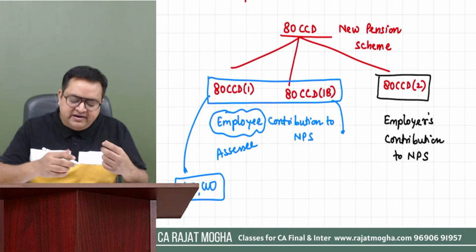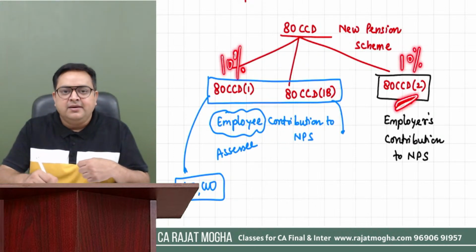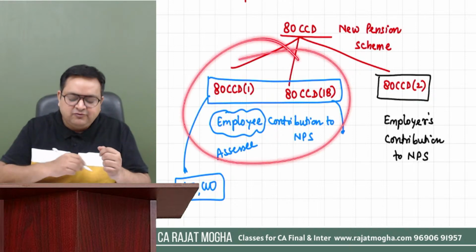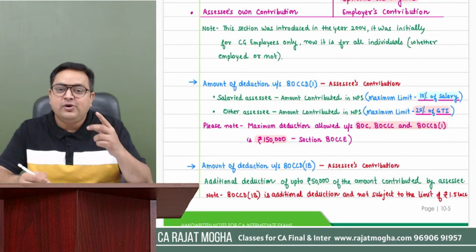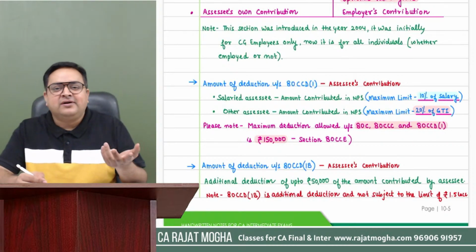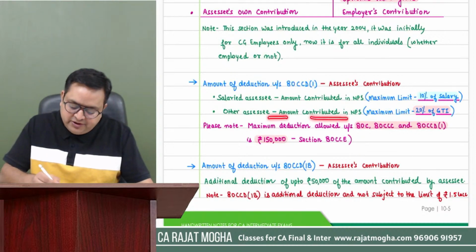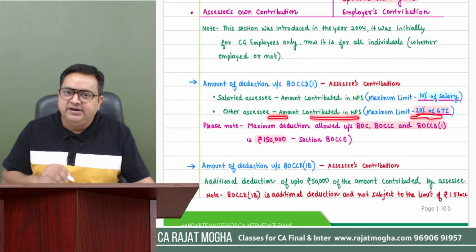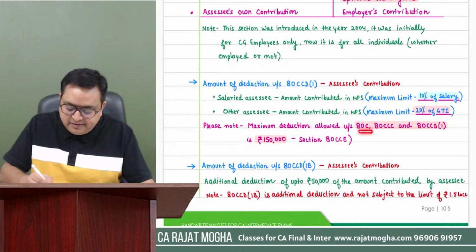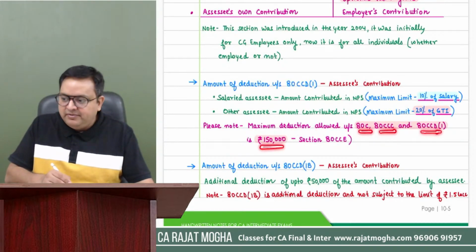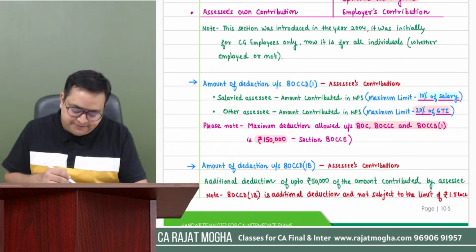They are giving me a more deduction. How much? For a salaried assessee, it was 10%. But for non-salaried, this deduction was increased to 20%. So this is for 20% of GTI. For non-salaried, it would not be salary, it would be GTI. So for other assessees, amount contributed in NPS, maximum 20% of GTI, right? And this I have already discussed. 80C, 80CCC and 80 CCD1, maximum limit is 1,50,000. This is given by 80 CCE.